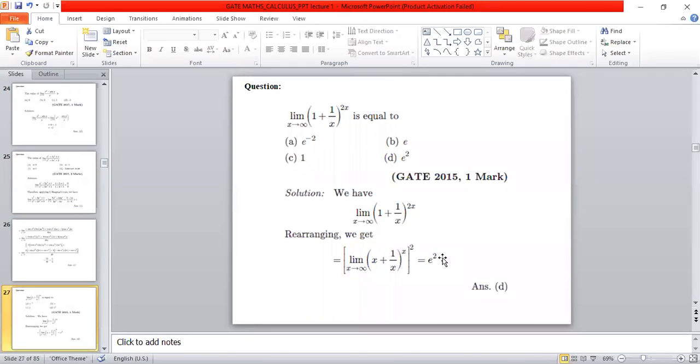Next question. 1 plus 1 by x raised to 2x, that is 1 plus 1 by x raised to x bracket raised to 2, and this is e square.